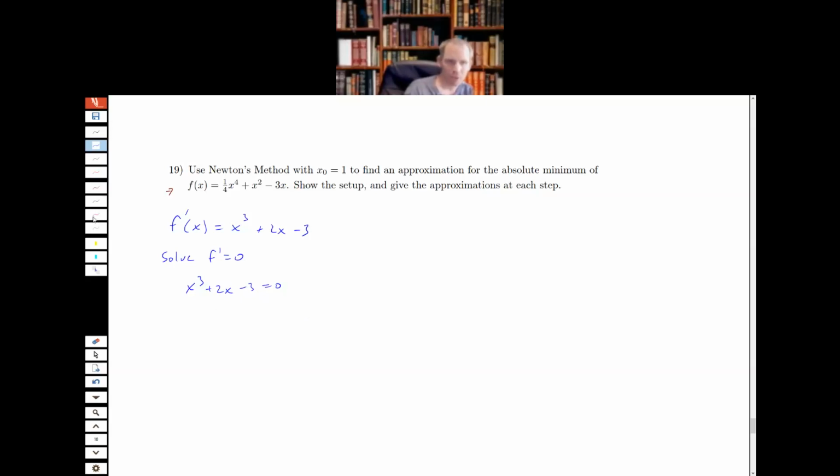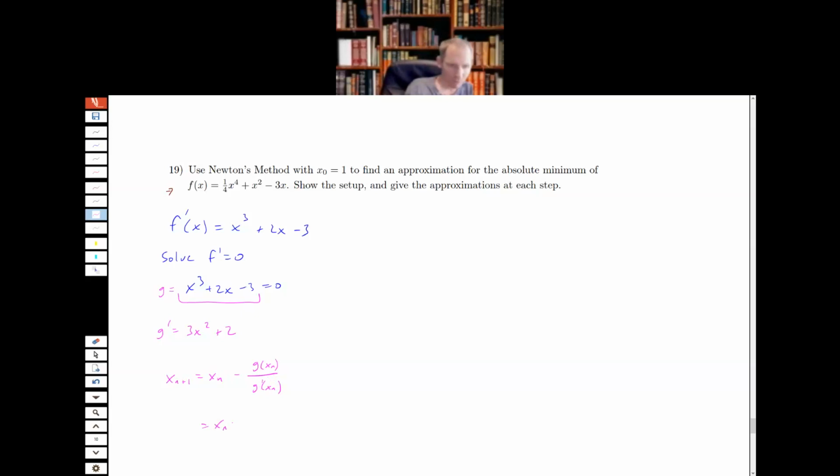Okay, so this is the function that I want equal to 0. F is already taken, so think of this as being like maybe my g function. So g prime is 3x squared plus 2. So in my Newton's method formula, I want my previous guess minus g of the previous guess over g prime of the previous guess.